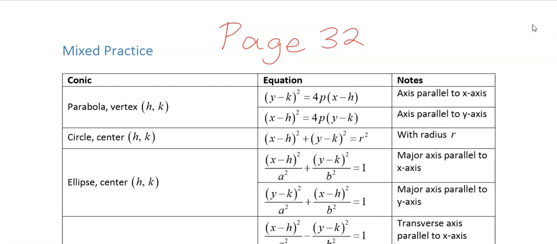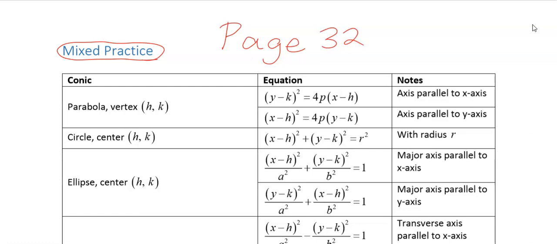Today we're going to be starting on page 32, and this is actually a very short piece. This is called mixed practice. Now that you've seen the equations of the four different types of conic sections, I'm hoping that you can use the characteristics of those equations to tell them apart. What they're doing here is giving you equations kind of mixed up. That's why I guess it's called mixed practice.